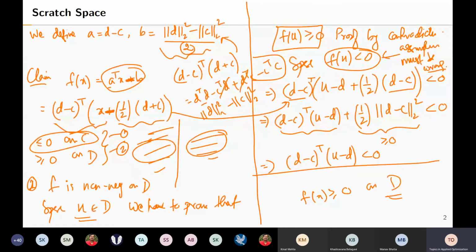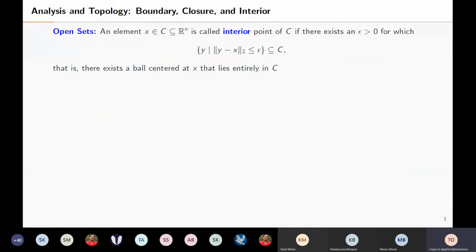So from here we conclude that, given two convex sets C and D, we can find a hyperplane explicitly, with normal this and intercept b to be this, such that it can separate the two convex sets C and D.